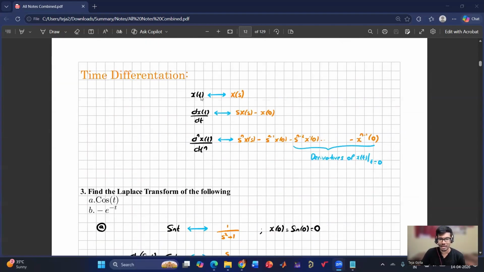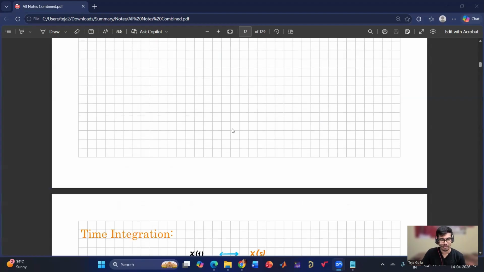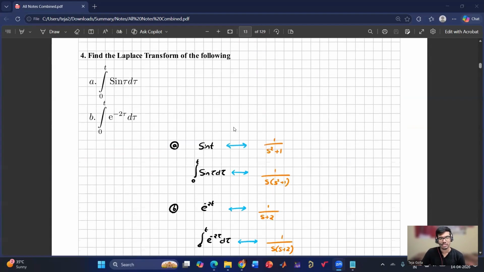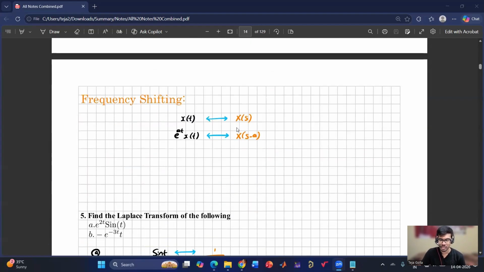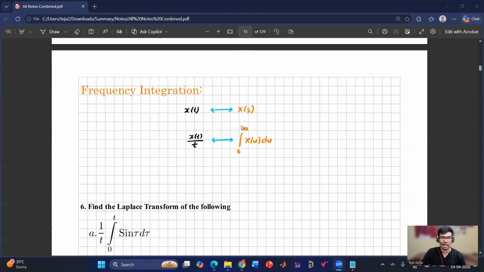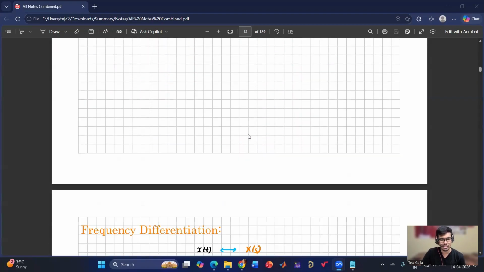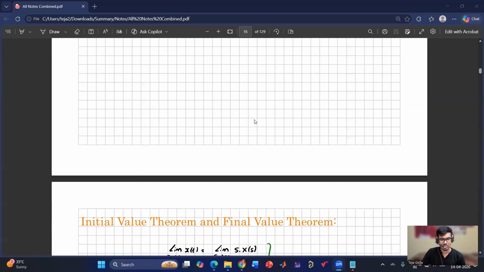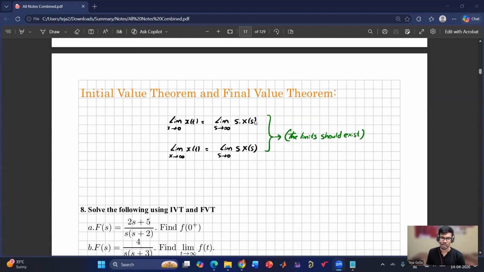Then one is time differentiation, where if there is differentiation in time, how it will be reflected in the Laplace. Then we have discussed time integration. Similarly, we have discussed frequency shifting, as well as time shifting. Now frequency integration as well as frequency differentiation. So these are some of the rules, and important rules are the initial value theorem as well as the final value theorem.